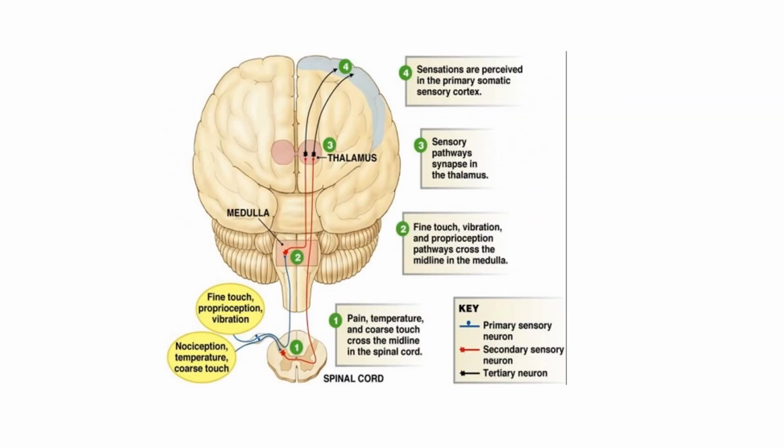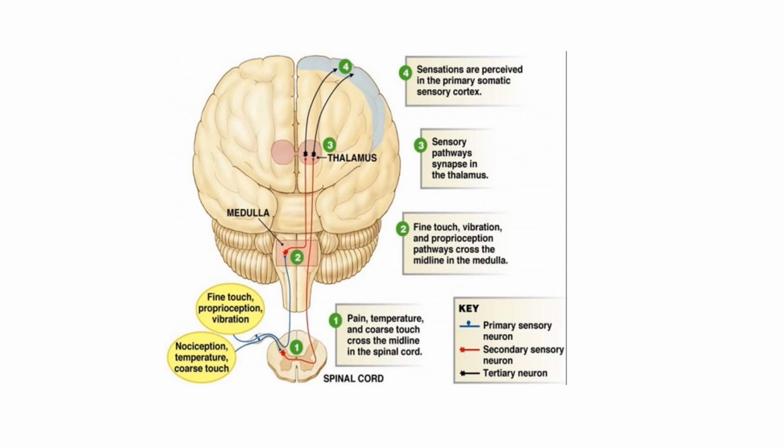This picture again depicts, but here it is together. It shows the differences between the two tracks. All right. So you have the fine touch, the proprioception, the vibration. This is the dorsal column. Impulses get into the spinal cord. It does not immediately synapse. The same primary neuron, or the first order neuron, goes all the way up to the medulla, and it then synapses with the second order neuron in the medulla. After that, the second order neuron decussates, crosses over, and then goes into the thalamus.